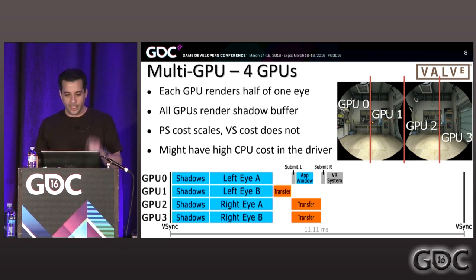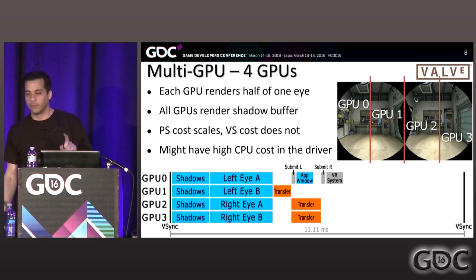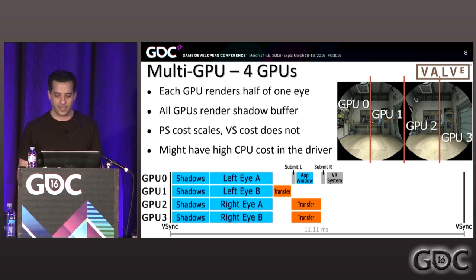So again, you're going to have all 4 GPUs redundantly rendering those shadows up front. There's no savings there. It's going to cost you the same. And again, you can try and play games with transferring results back and forth. Good luck with that. I don't want to do it. Unless your shadow rendering is really expensive, I don't really think it's worth the effort, but you can experiment with that. Then your big savings here, your 4 GPUs are going to be rendering half of an eye in parallel.